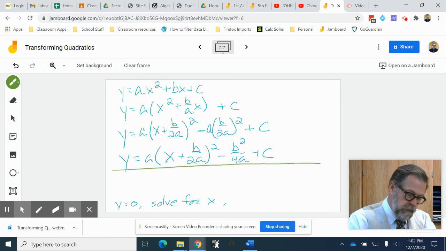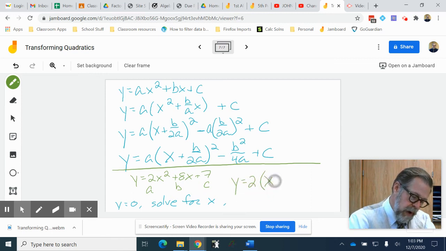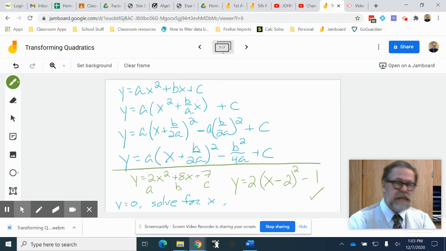Very quickly, let's take a look and make sure that this works. On the previous page, I had y equals 2x squared plus 8x plus 7. a is 2, b is 8, c is 7. I should get y equals a, that's 2, times (x plus 8 over 2 times 2, that's 8 over 4, 2) squared minus b squared, that's 64 over 8, is 8, plus 7 is minus 1. It worked for that example. You can do more examples if you want to double check yourself and see if they come out right.